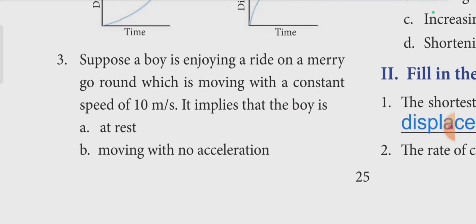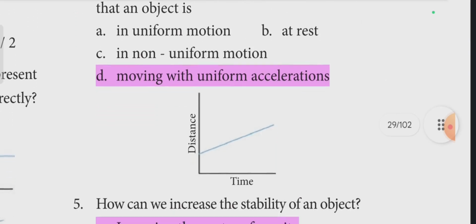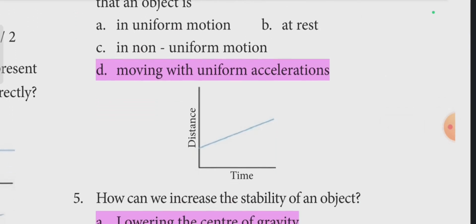Third one. Suppose a boy is enjoying a ride on a merry-go-round which is moving with a constant speed of 10 meter per second. It implies that the boy is answer option C, in accelerated motion. From the given v-t graph, it can be inferred that an object is moving with answer option D, the uniform acceleration.